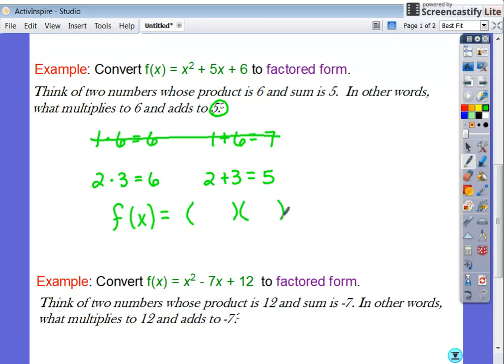I put down two groups of parentheses. Then I put x, and then plus 2 plus 3, because those are my two numbers that multiply to 6 and add to 5. Let's take a look at another example.